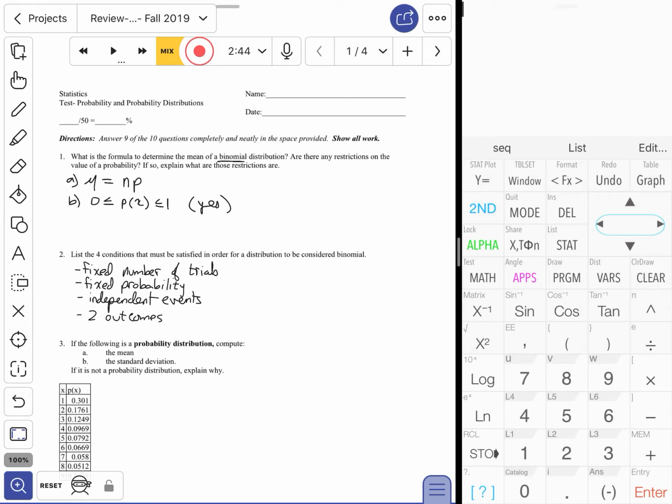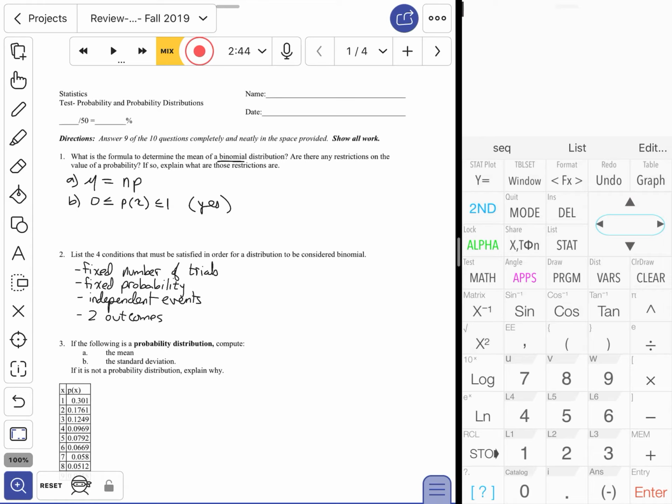Part B, or the unofficial part B, are there any restrictions on the value of a probability? The answer is that yes, there is a restriction or set of restrictions. It's just that probabilities have to be between 0 and 1, inclusive. So it can be equal to 0, it can be equal to 1, and anything in between, but it can't be beyond those values.